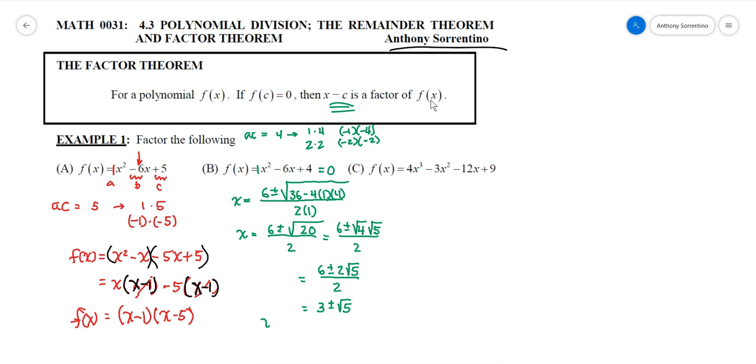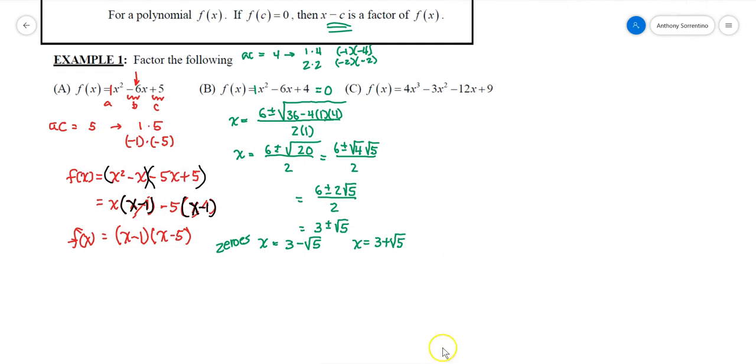So my zeros are x equals 3 minus the square root of 5, and x equals 3 plus the square root of 5. Those are my zeros. Which means to find factors that would give me the x squared minus 6x plus 4, and let me scooch this up a little bit, all I really have to do is slap some x minuses in front of them.